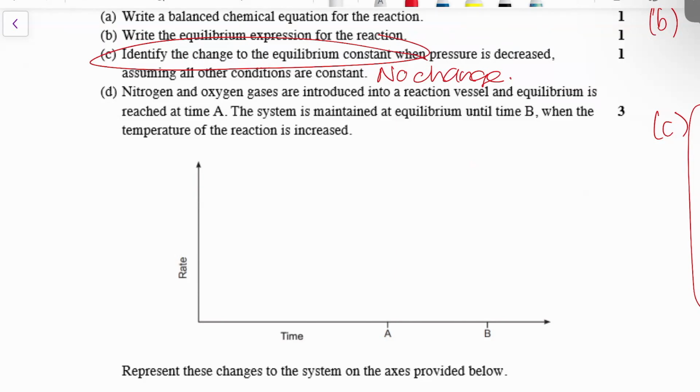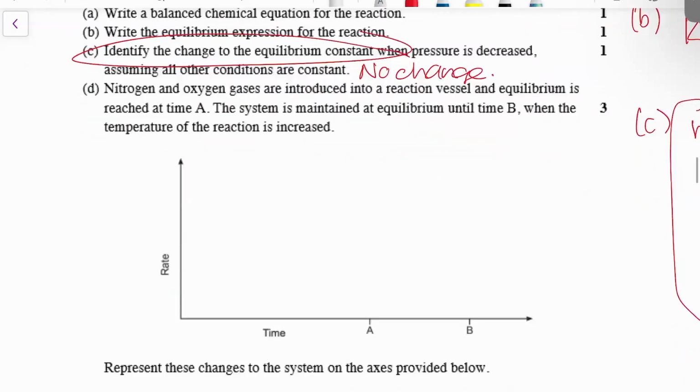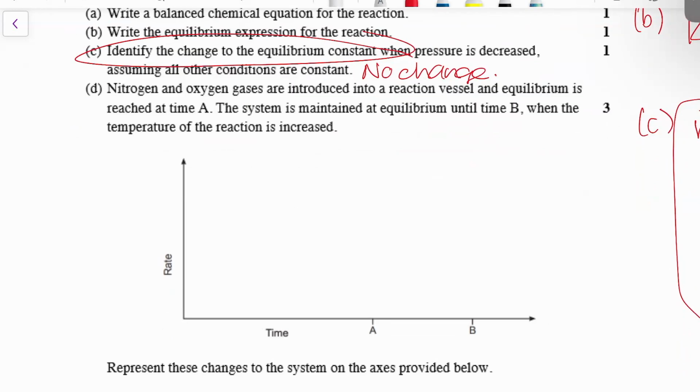D, nitrogen and oxygen gases are introduced into the reaction vessel and equilibrium is reached at time A. The system is maintained at equilibrium until time B, when the temperature of the reaction is increased. Represent these changes to the system at the axes provided below. It talks about adding nitrogen and oxygen gases, which normally your head tends to go towards concentration, but look at the units in the graph carefully. This isn't a concentration versus time graph. This is a rate versus time graph, which is fine.